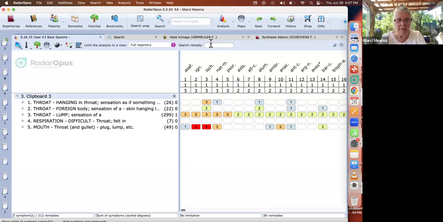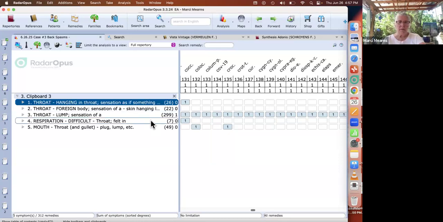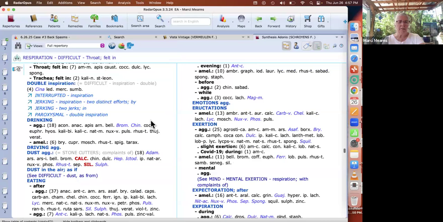Okay, now remember, I have a lot of these zeroed out. If I type C-O-C-C, there's cocculus. All right. Sensation as if something were hanging in the throat. Respiration difficult, felt in the throat. Cocculus. Okay. So I gave her cocculus.